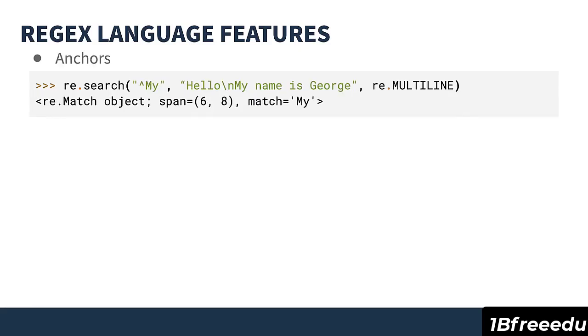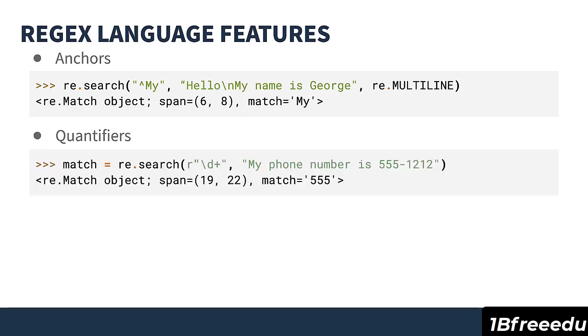Anchors give you the ability to control where in the text a match happens. The caret anchor on its own looks for things at the beginning of the string. Applying the multi-line flag changes this to be not just the beginning of the string, but also after new lines. This example is finding the my after the new line in the middle part of this string.